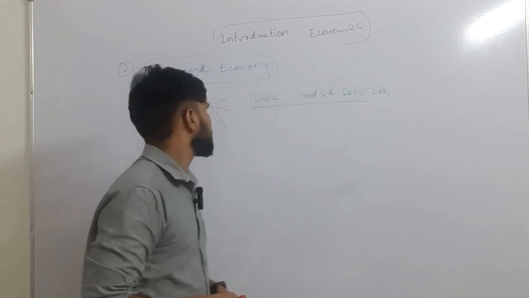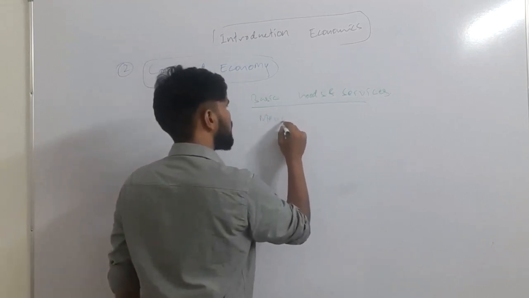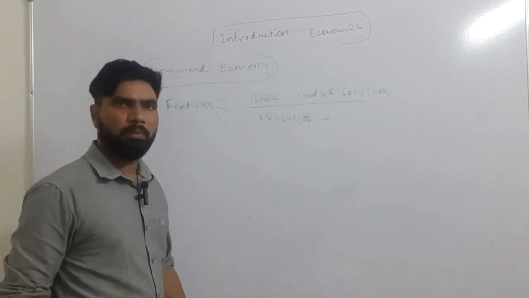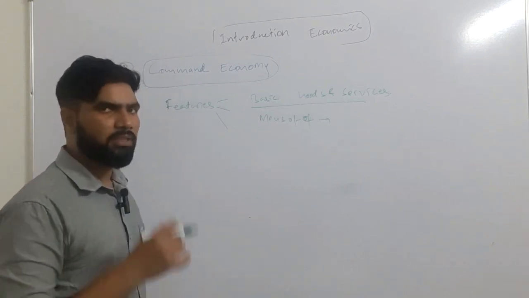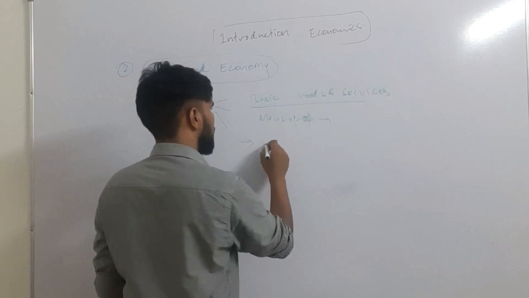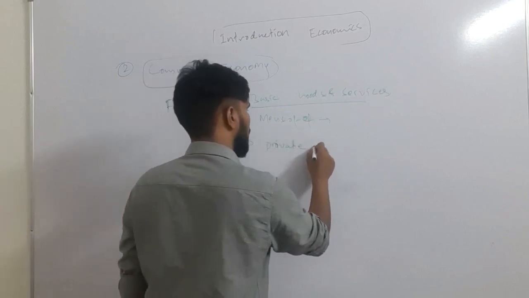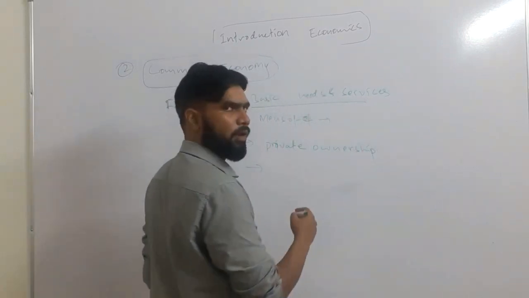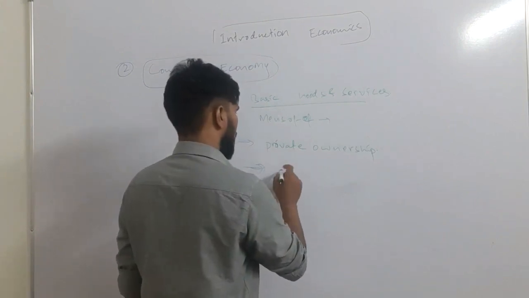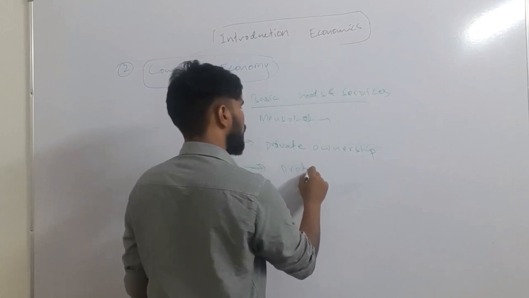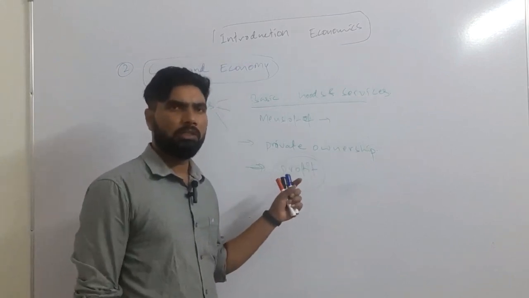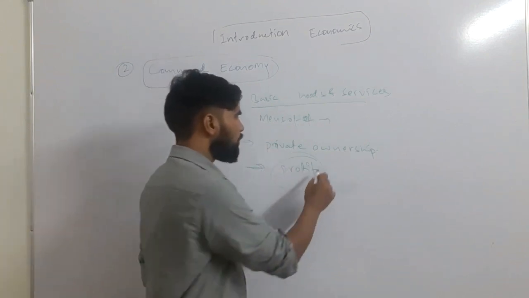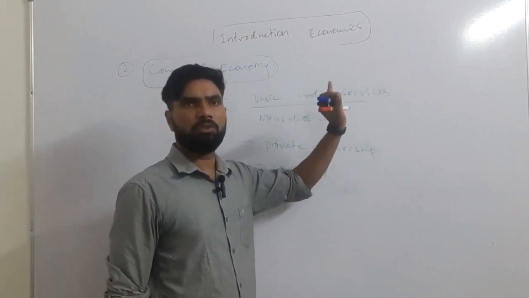That focus is not there. The second feature, as I just mentioned, is that the means of production are controlled by, or in the hands of, a central authority. There is no place for production of luxury goods and luxury services. Here there is no concept of private ownership, and there is no concept of profit. Government will not look for profit making. What will be the focus of the central authority? It will focus on providing sufficient goods and services to the people. That will be the focus.